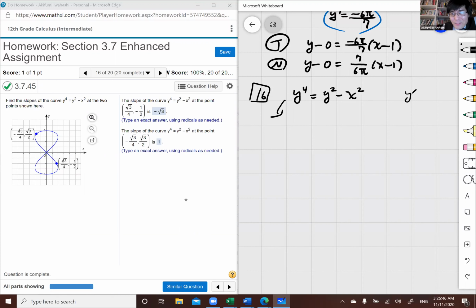So differentiate once again. It's going to be 4y cubed times y dash is equal to 2y times y dash minus 2x. Okay, it seems like we need to find the slope, the y dash, for the 2 different points. Let's simplify this expression for y dash, because I have to evaluate at 2 different points. Maybe solving for y dash might be easier, because I don't want to solve twice.